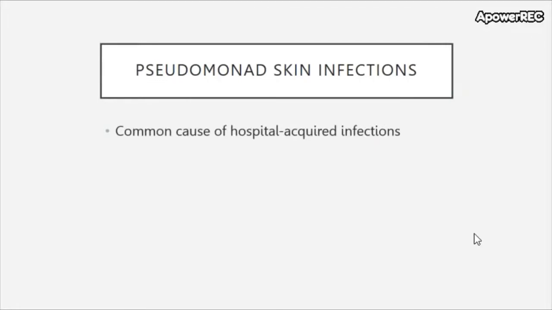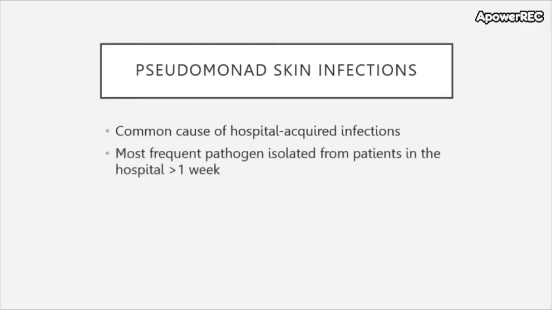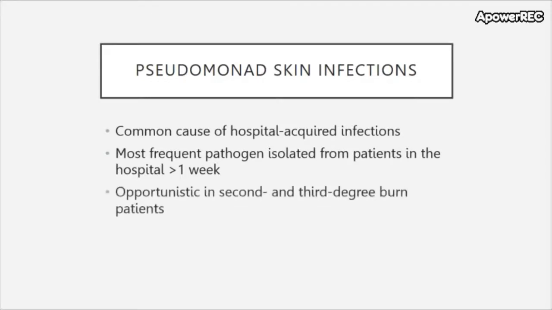Pseudomonads are a common cause of hospital-acquired infections. These are known as nosocomial infections. They are the most frequent pathogen isolated from patients in the hospital who have been there for more than 1 week. They tend to be opportunistic in second and third degree burn patients. And they can form dense biofilms on indwelling devices such as catheters.